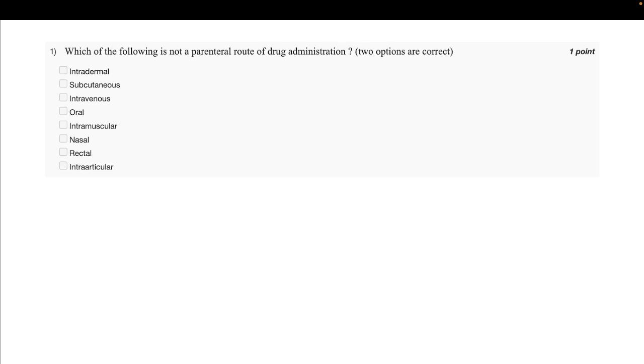So the first one, I hope all of you can see the question on the screen. The first question is: which of the following is not a parenteral route of drug administration? You have to choose two options. I think you must know by now what parenteral means. Let me know if you have the answer. If not, then we'll discuss.